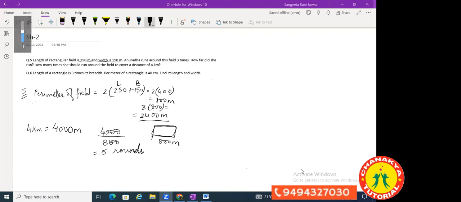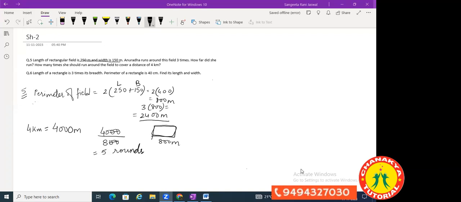See the total perimeter, first she took 3 rounds of the field, no? That means she covered 2,400 meters of distance. Okay. So teacher, now how far did she run? She ran 2 kilometers and 400 meters. Yes. How many times should she run to complete 4 kilometers? What to do in that step? First convert 4 kilometers to 4,000 meters.